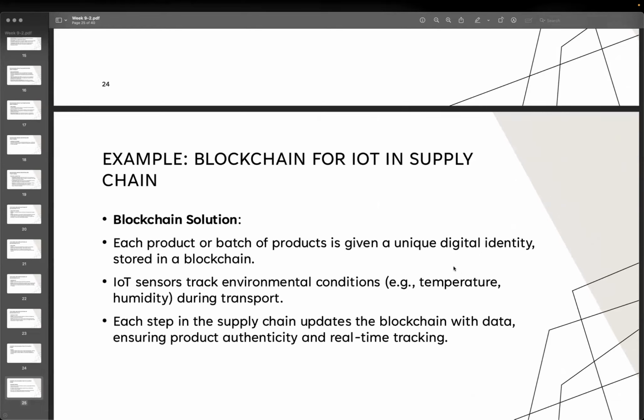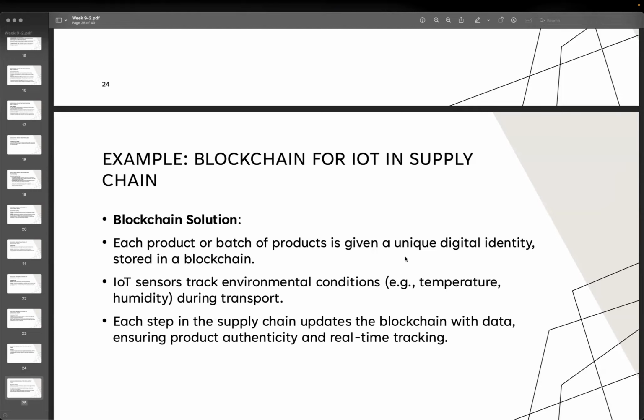So here you can see all the products can be applied for the solution, or a batch of the product, so we can give them a really unique digital identity. So we can save them, stored in the blockchain. Okay. And those IoT sensors track the environment conditions, including the temperature and humidity during the transport.